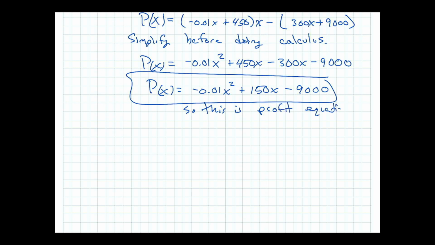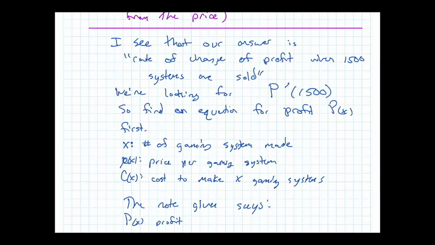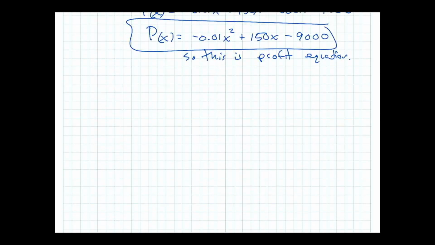Okay, now once we have that, we go back to the problem and say, well, what are we supposed to be looking for? We're supposed to be looking for P prime of 1500, the rate when 1500 are sold. That's what we were told. So we need to find P prime of 1500. So this is either easy or hard. Wait, hold on.